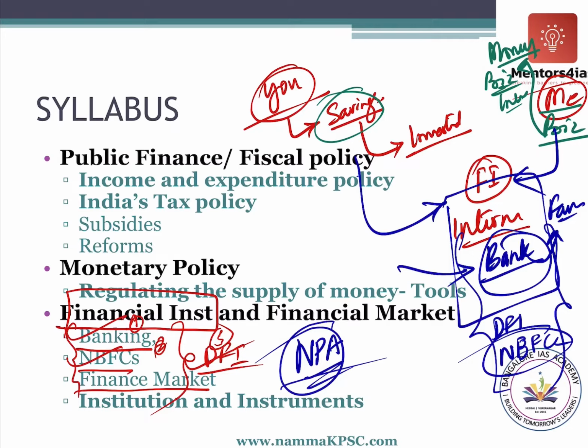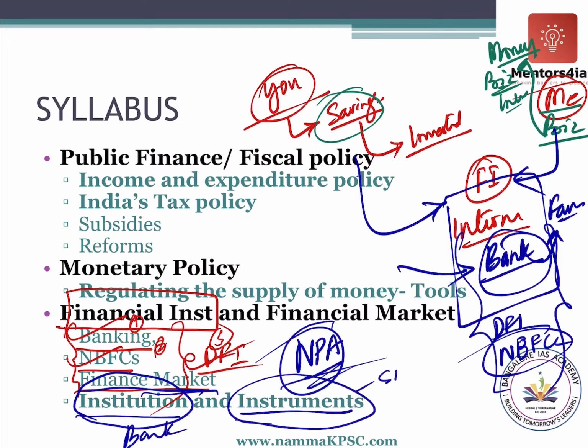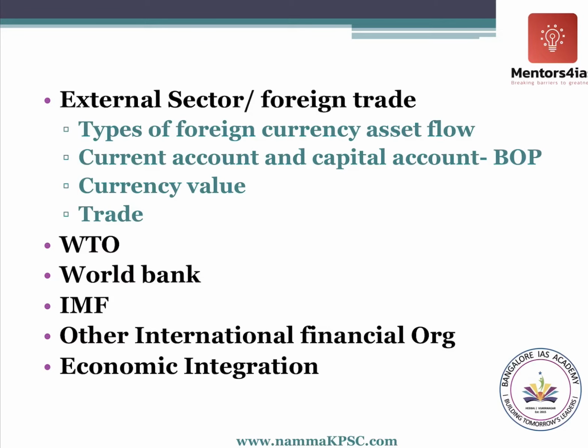Along with that, another type of financial intermediaries is financial markets, etc. So we will try to understand the various types of institutions and instruments in this. Institution means bank. Bank is an institution. Instrument means your savings account, your current account. These are your instruments. All that we will try to understand. Next, once we complete all these chapters, we will go into the external sector.